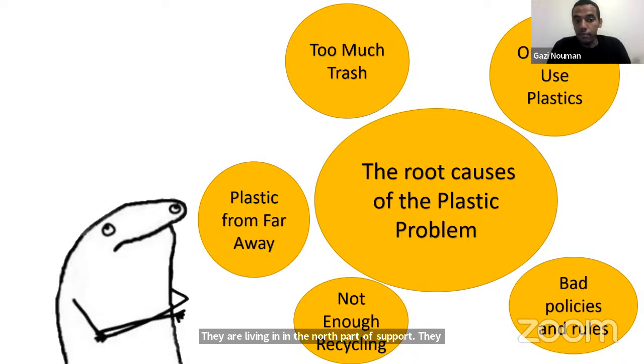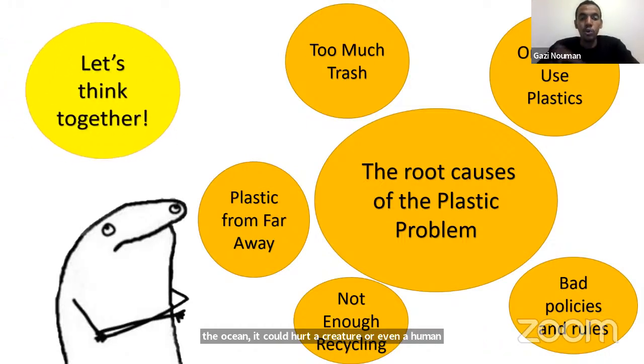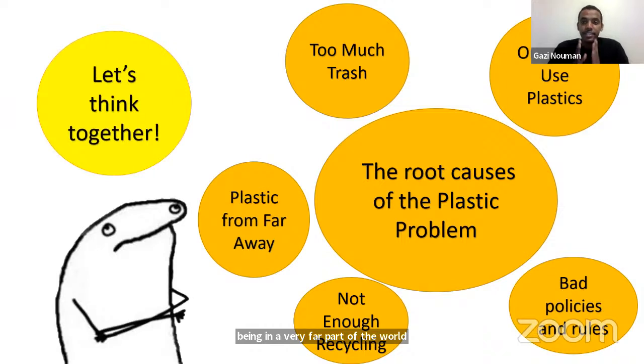So plastic can come from different parts of the world. If we saw a plastic bottle inside the ocean, it could hurt a creature or even a human being in a very far part of the world. So what we are going to do now, let's think about this together.